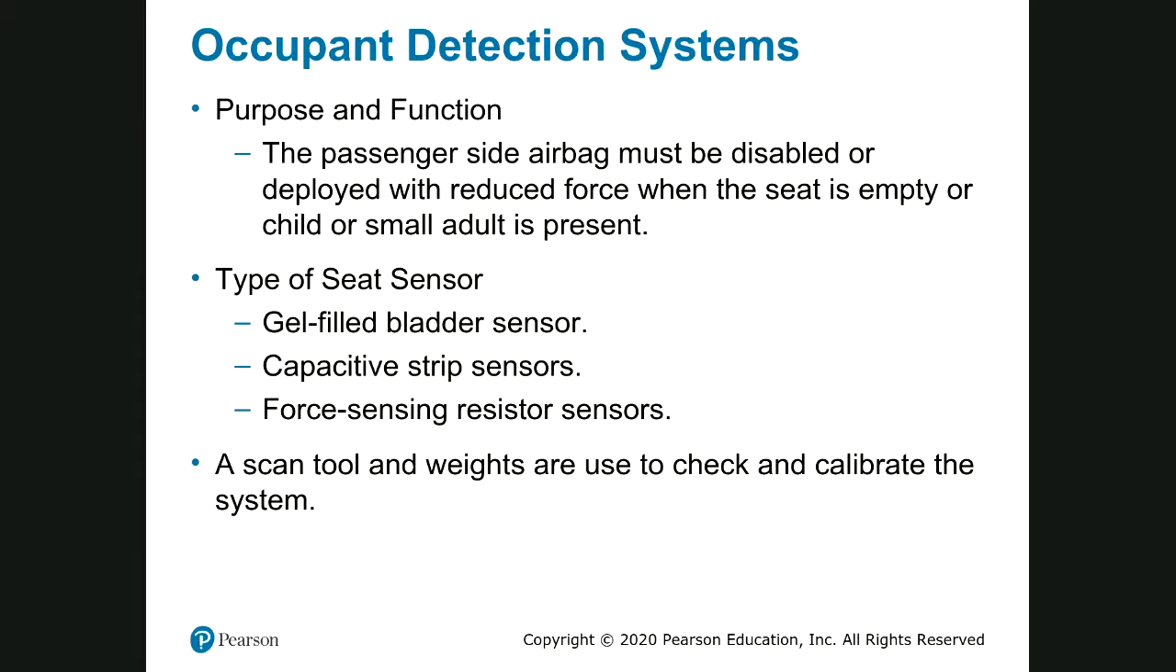A lot of times we can look at the scan tool and see the weight of what's in the passenger seat. Some manufacturers have sandbags they put in the passenger seat, and after a certain weight, it would be fully deployed, or full trigger, so be aware of that. Scan tool system weights are used to check and calibrate the system. Keep those weights clean. They're going right on the passenger side of the vehicle.